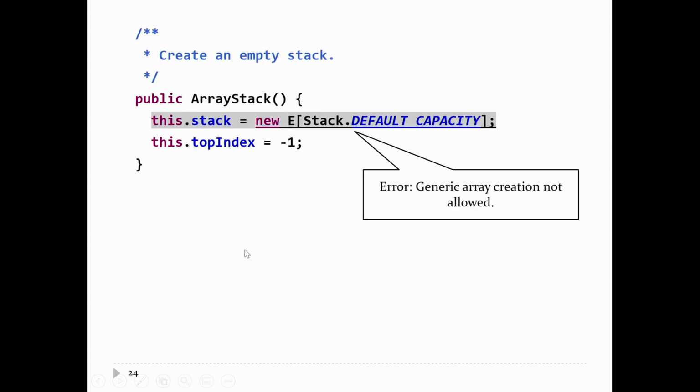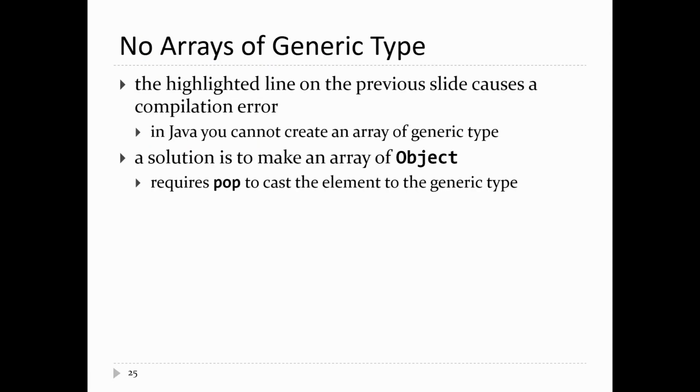Now this works until you get to the constructor. In the constructor, when you try to make this new array, what's the element type? Well, it's E, because we're in a generic class. If you try to make a generic array, the compiler indicates that this is an error, and it tells you you're not allowed to make a generic array, which is inconvenient. Unfortunately, that's the way it works in the Java language.